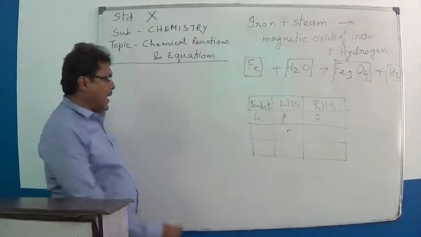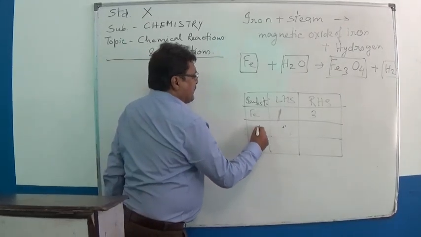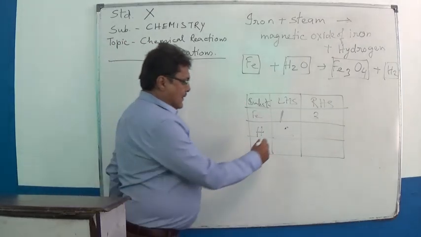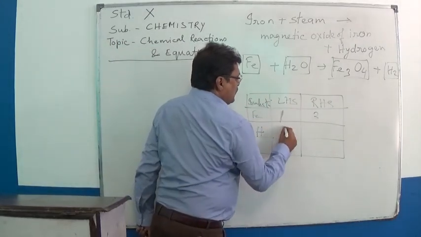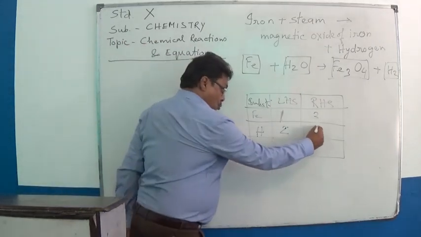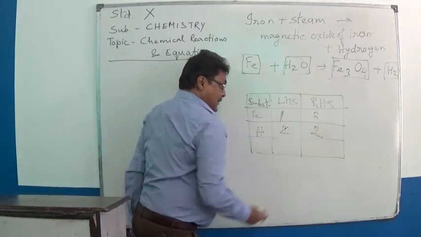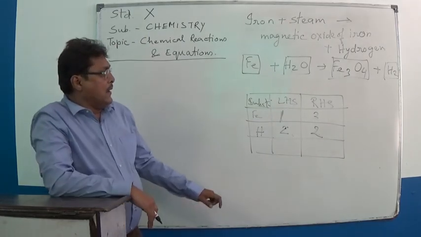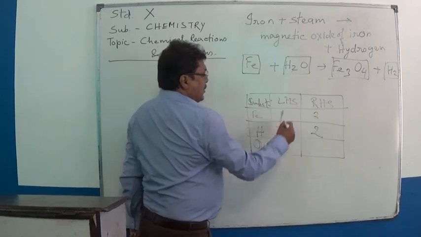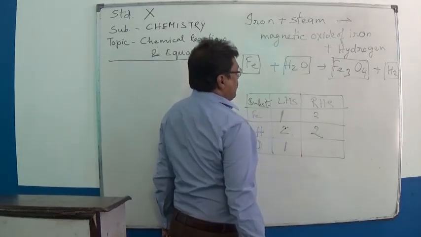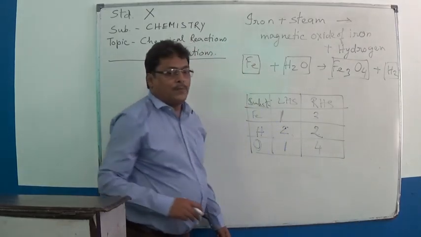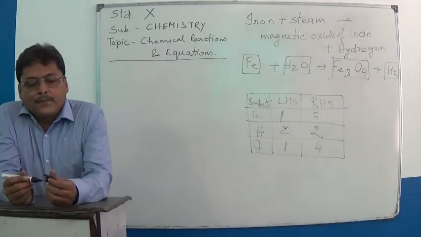Next element taking part is H. How many hydrogen on this side? Reactant side 2. How many hydrogen on that side? 2. Apparently it is balanced, but we will see later. And what is left out? Oxygen. How many oxygen on reactant side? 1. How many oxygen on the product side? 4.